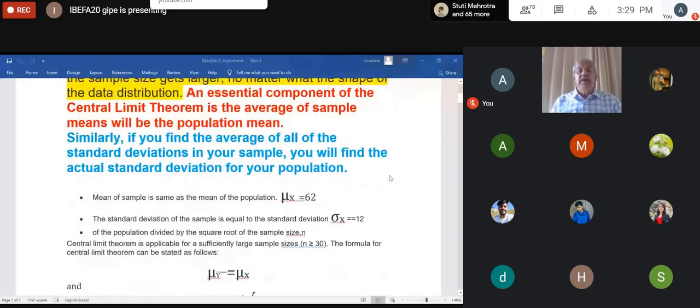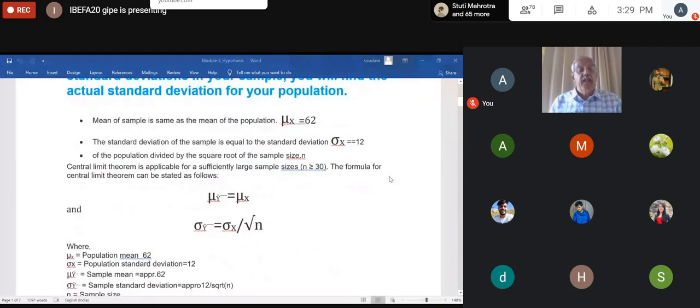And this is the work I have done. Look now. The mean of the samples is the same as the mean of the population. Our mu x is equal to 62, the original value.